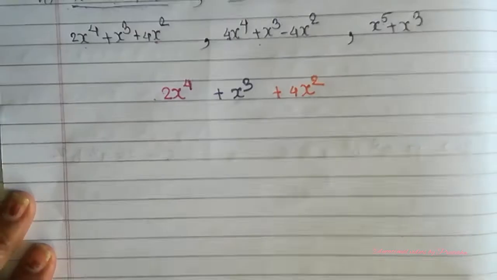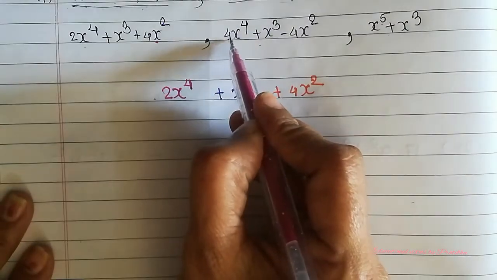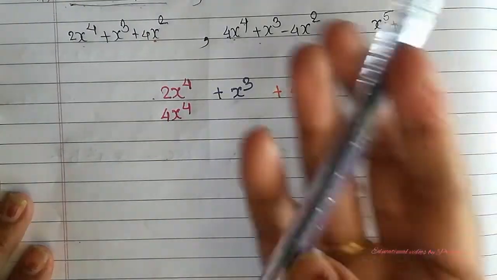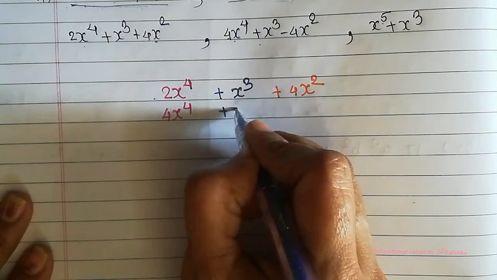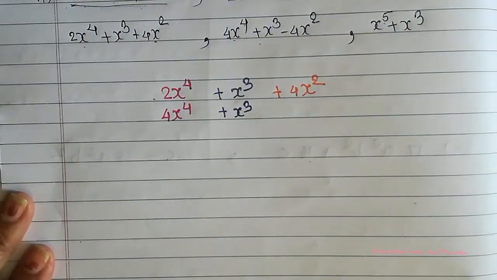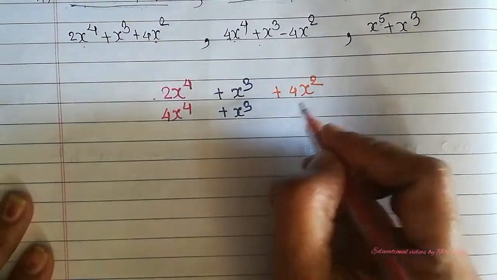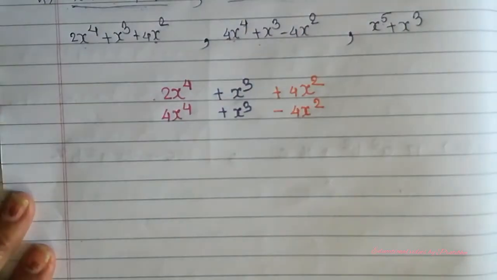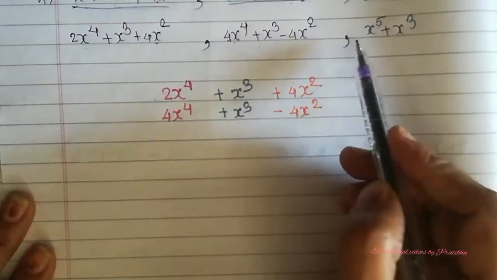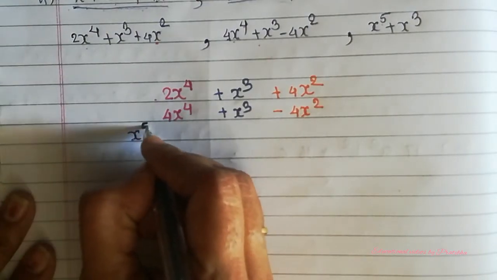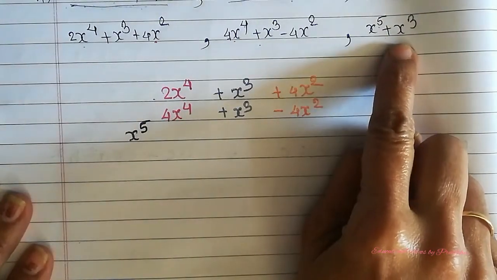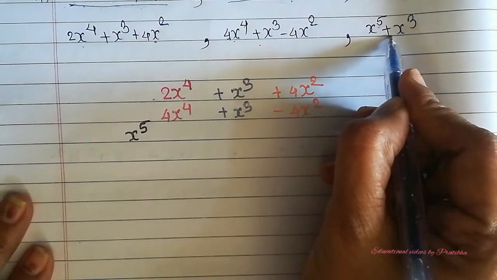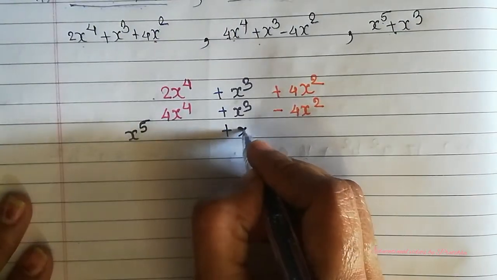Now I am writing the second expression. In the second expression, the first term is 4x raised to power 4. So I am writing it here. Now I am writing plus x cube. Now the third term is minus 4x square. So minus 4x square. Now I am going to write the third expression. In the third expression the highest power is 5. So I am writing it over here, x raised to power 5. After that directly I have x cube, and x cube has a positive sign in front of it. So plus x cube.